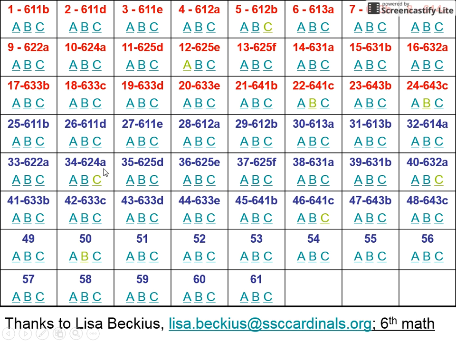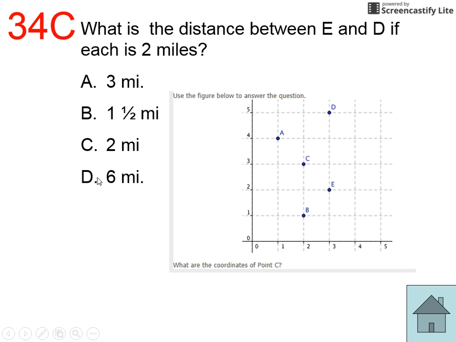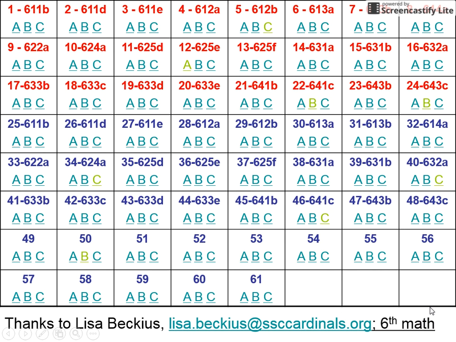Next, 34C. What is the distance between D and E if each is 2? Here we have E, so I just count by 2s until I reach D. So it would be 2, 4, 6. So D is your correct answer. Again, please draw a line through the answer that they had if they did not have D for the last one. If they got it correct, leave it alone.